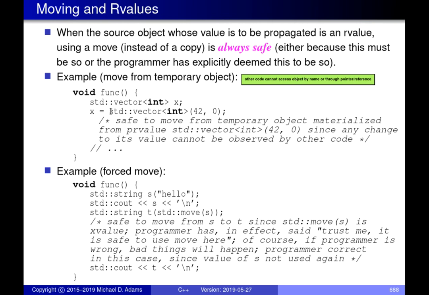This is not an object, but we can use it to initialize an object. Therefore, it's what we call a pure R value. But more generally, it's an R value. All we really care about is it's an R value. So the compiler says it's safe to do a move here. But why is it safe to do a move here?